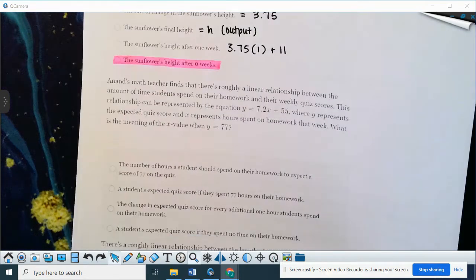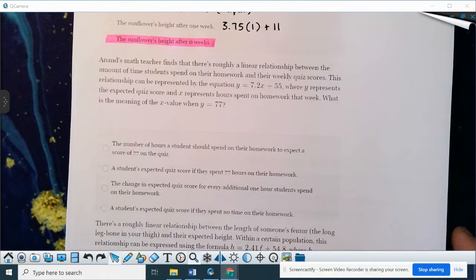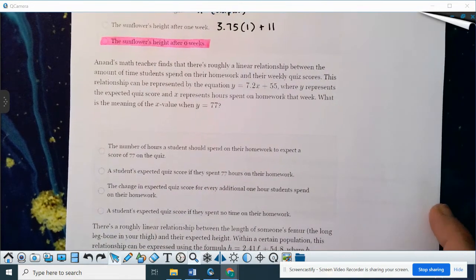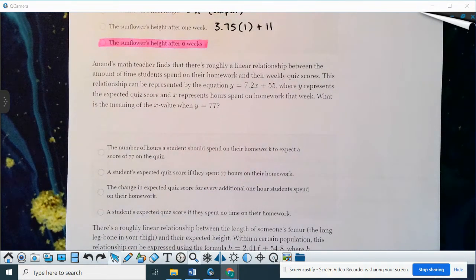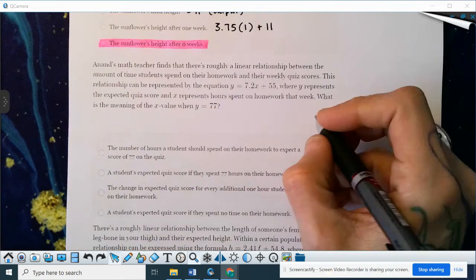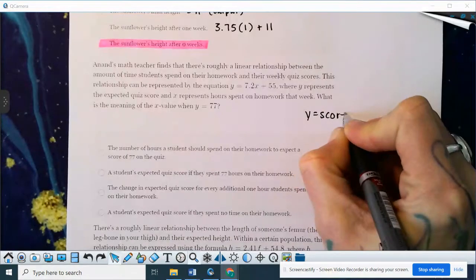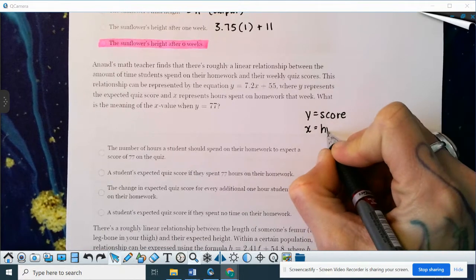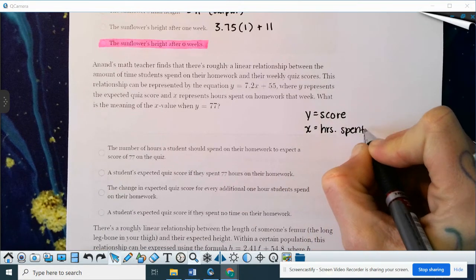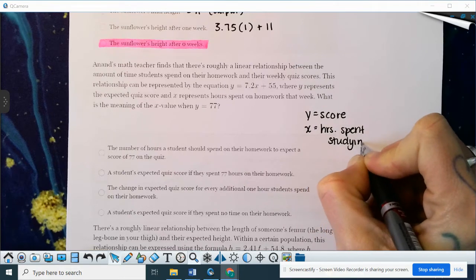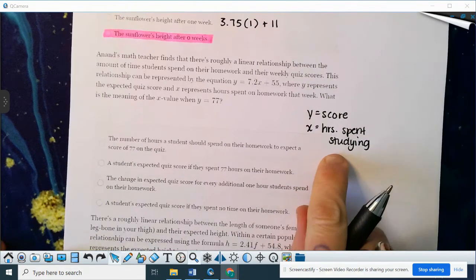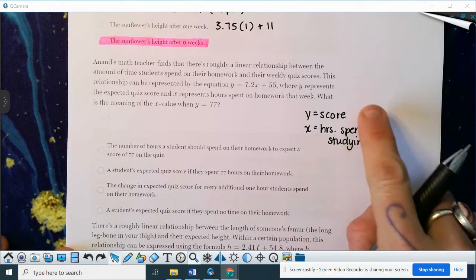All right, Anand's math teacher finds that there's roughly a linear relationship between the amount of time students spend on their homework and their weekly quiz scores. This relationship can be represented by the equation y equals 7.2x plus 55, where y represents the expected quiz score and x represents the hours spent on homework that week. So again, that means y equals score when you're done. x is going to be hours spent studying. So you decide how many hours you spend studying, and there's a relationship to that amount of time that's going to give you a certain score.